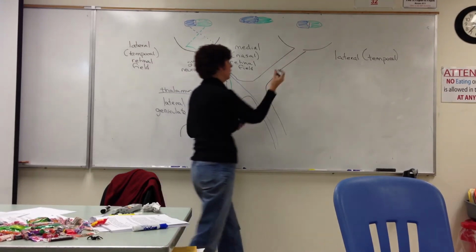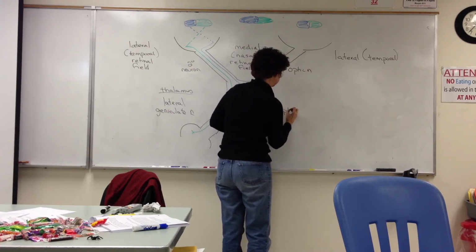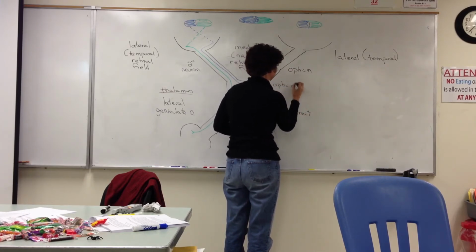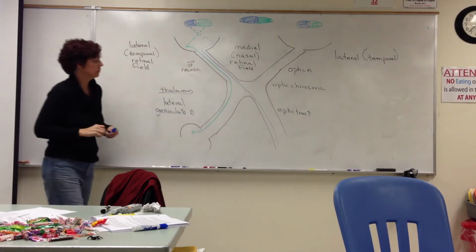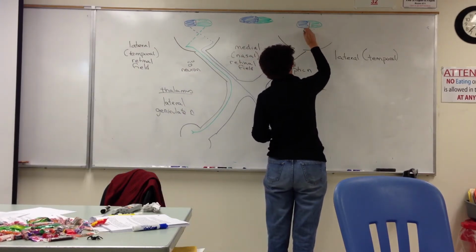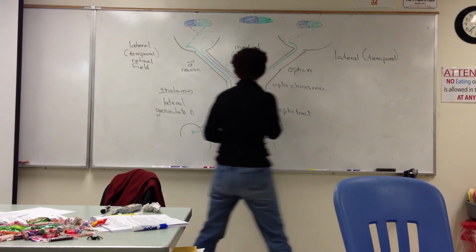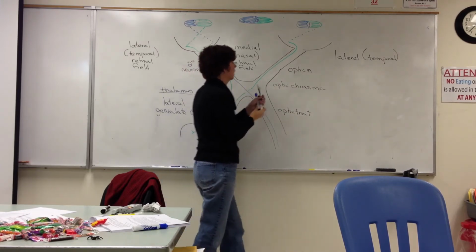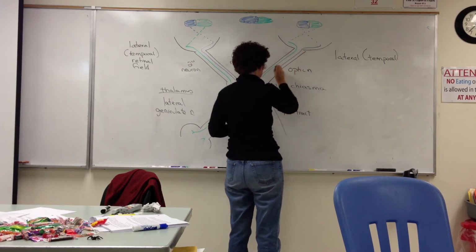So this is the optic nerve. This is the optic tract and optic chiasma. Do the same thing for this one, the light waves that are processed here. Cross over. Light waves that are processed here do not.